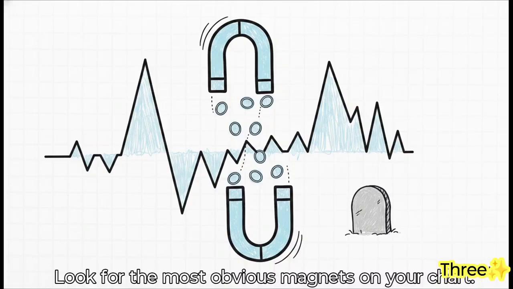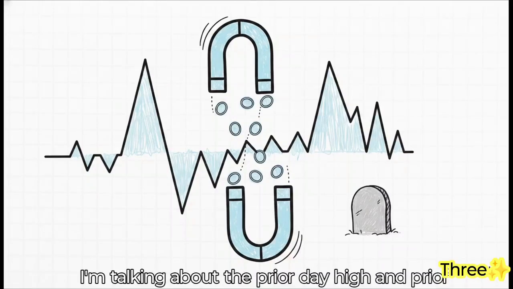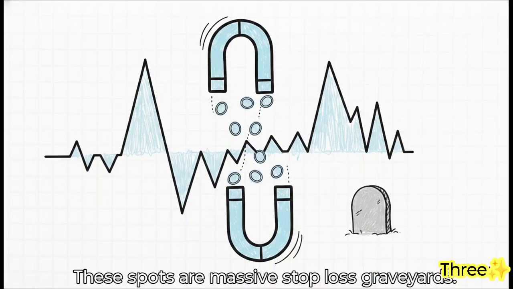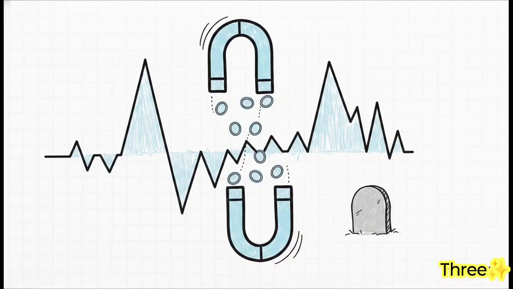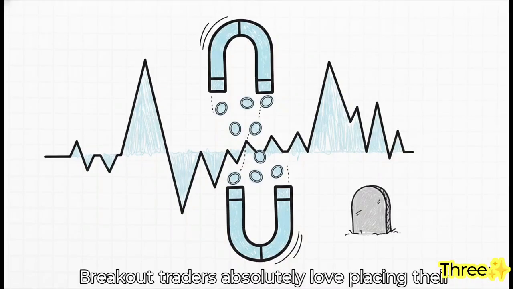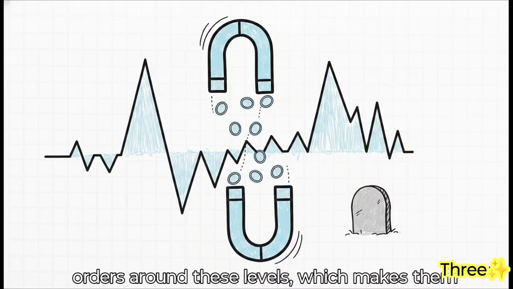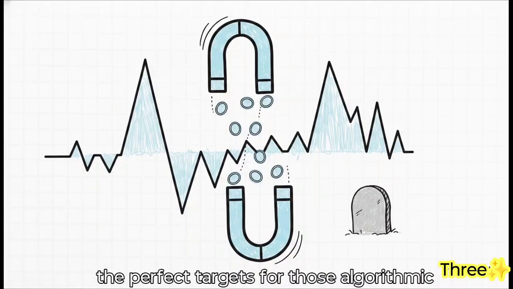So you've got to ask, where is this liquidity resting? Look for the most obvious magnets on your chart. I'm talking about the prior day high and prior day low. These spots are massive stop loss graveyards. You also want to mark out equal highs and equal lows. Breakout traders absolutely love placing their orders around these levels, which makes them the perfect targets for those algorithmic sweeps.